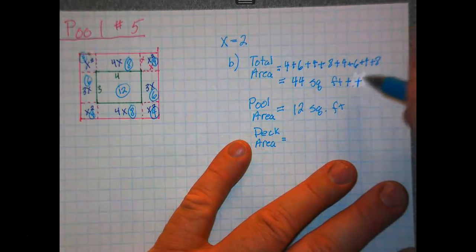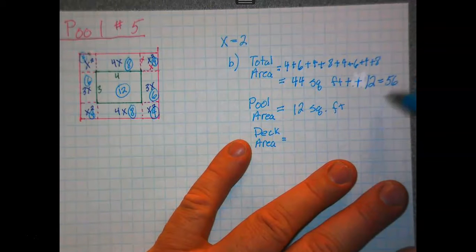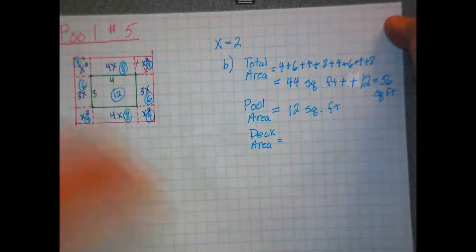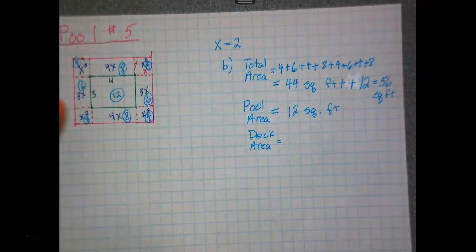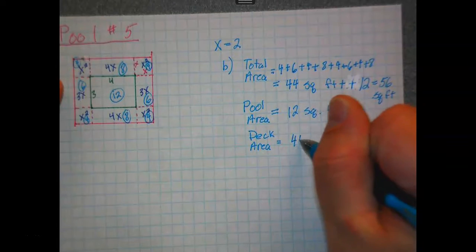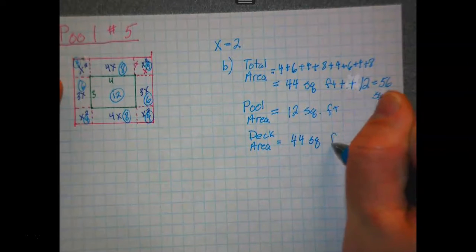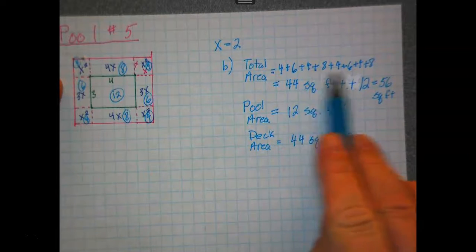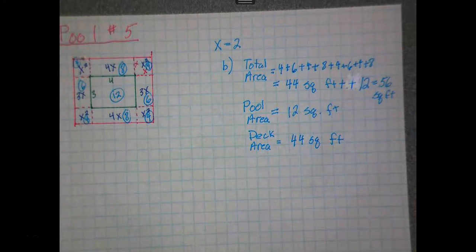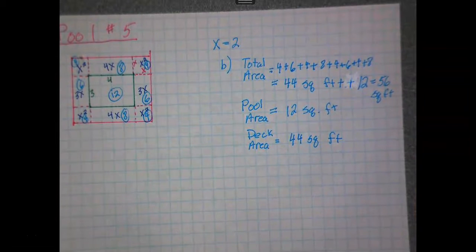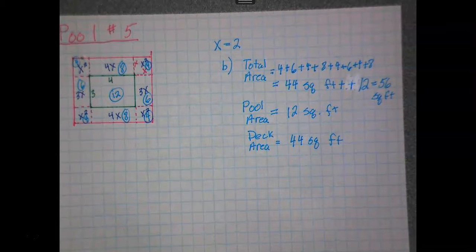So plus 12. So that gives us 56 total square feet, right? Okay. The deck area is 44. That's all of these numbers added together. Okay. We got all of B. C, write it in terms of X. We got to write the functions in terms of X.